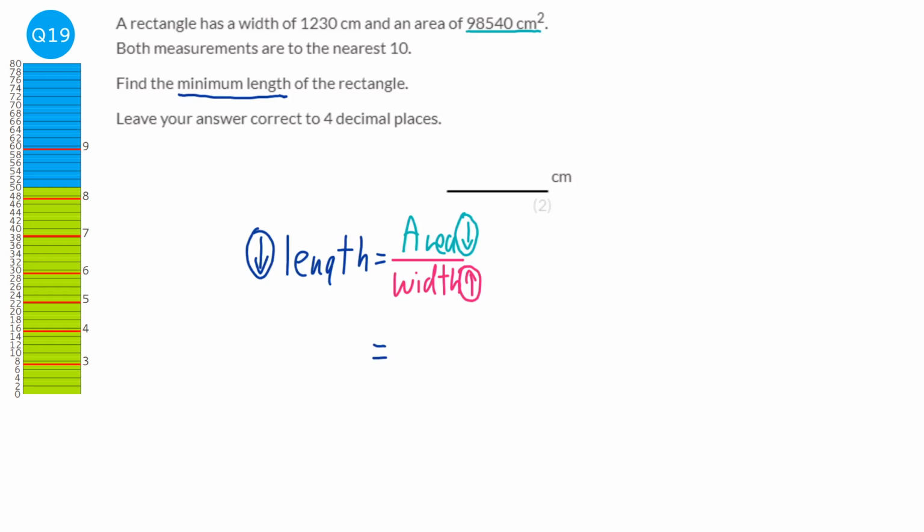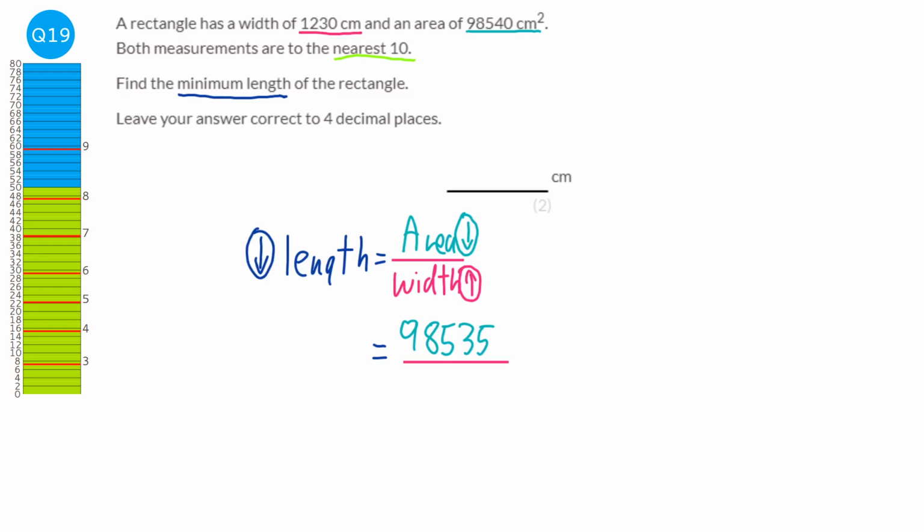So we're going to find the lower bound of the area. And an easy way to find a lower bound is find the accuracy. Well, it says the accuracy is to the nearest 10. And what we're going to do is half that. So half of 10 is 5. And then we're going to take it away from the area. So it's 98,540, take away 5, which will be 98,535.